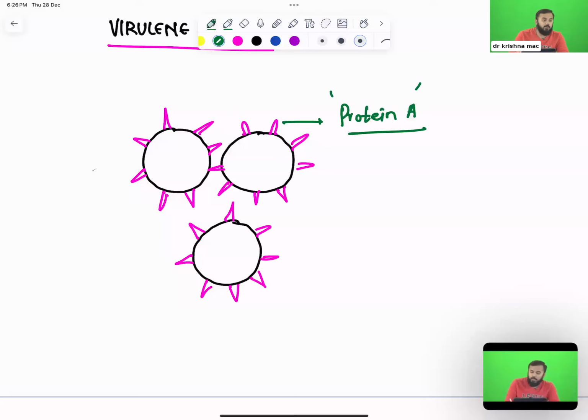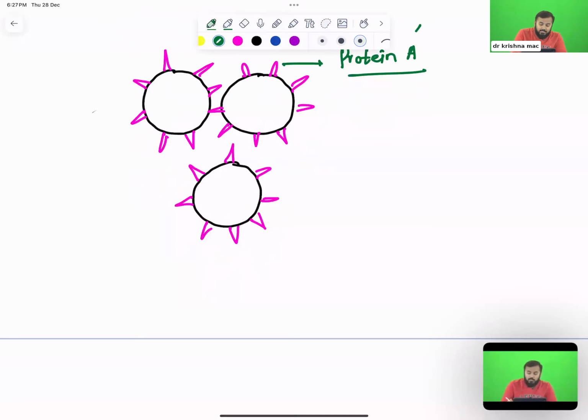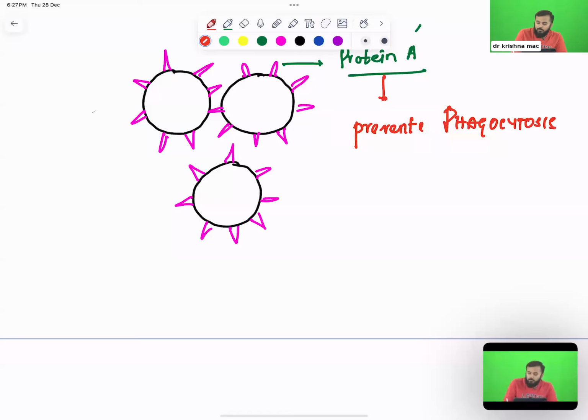What does this protein A do? Whenever a macrophage comes and attacks the bacteria, the bacteria has protein A spikes all over. So it will not let any phagocyte or macrophage come and eat it up. What it is exactly doing is it prevents phagocytosis. Very, very important. This is anti-phagocytic. This is the only point you need to remember.